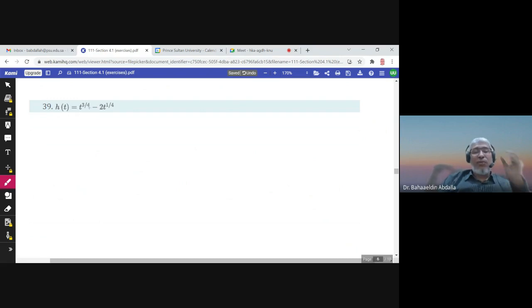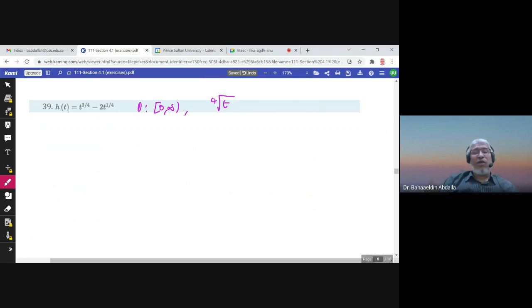Well, t to the power 3 over 4 and t to the power 1 over 4, this is the fourth root of t. And t cannot be a negative number in this case because the fourth root of a negative number is not real. So the domain of this function, t should be greater than or equal to 0. So it is from 0 to infinity. That's the domain of this function.